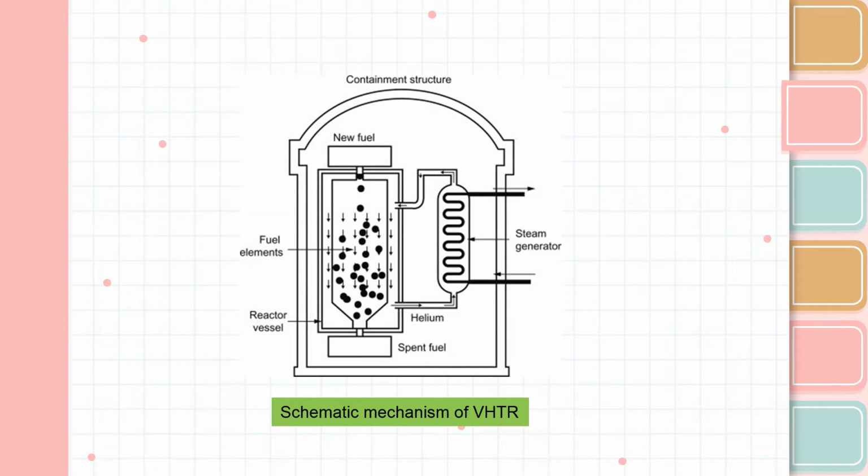This is the schematic mechanism of VHTR that contains 7 elements in it, which are fuel element, reactor vessel, spent fuel, helium, steam generator, new fuel and containment structure.